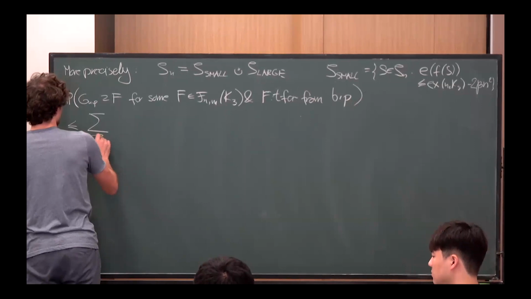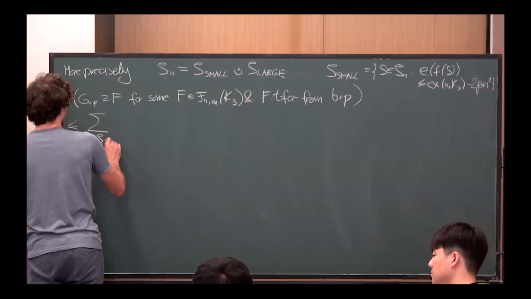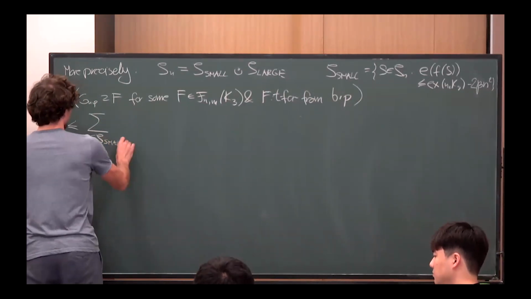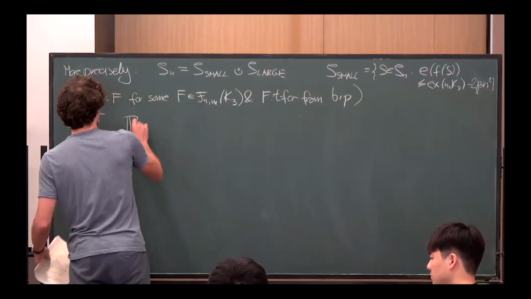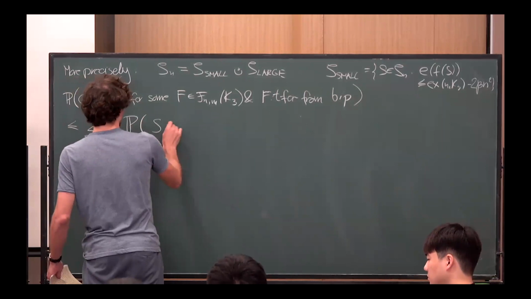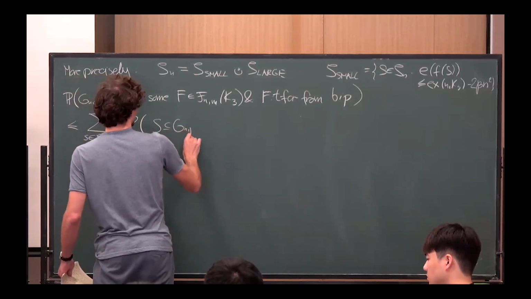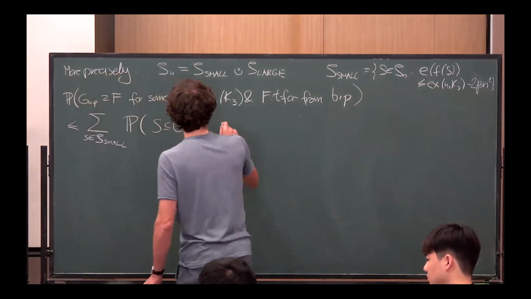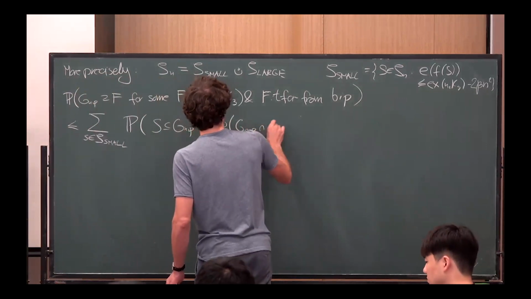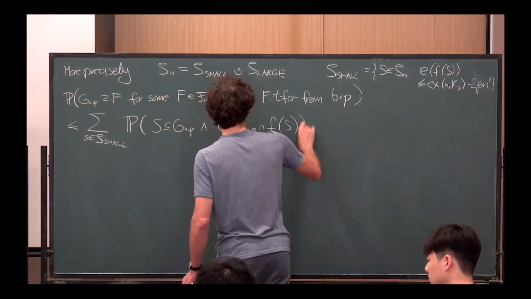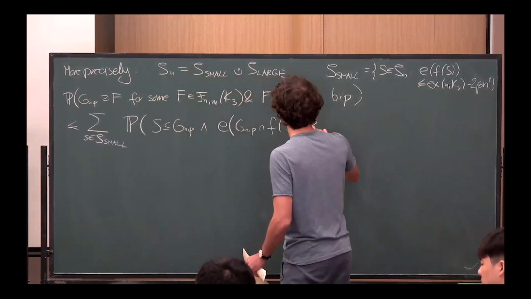The possibility is that S falls into the small range. And then, in particular, S must be contained in G and P. And the number of edges that G and P has in f of S is at least n.